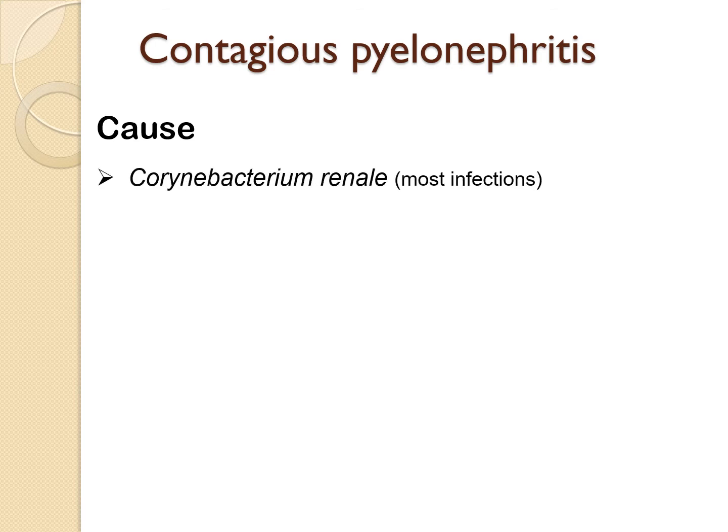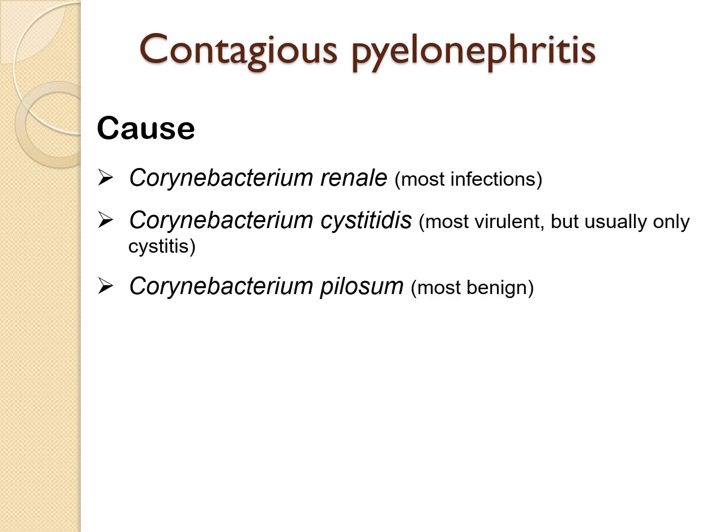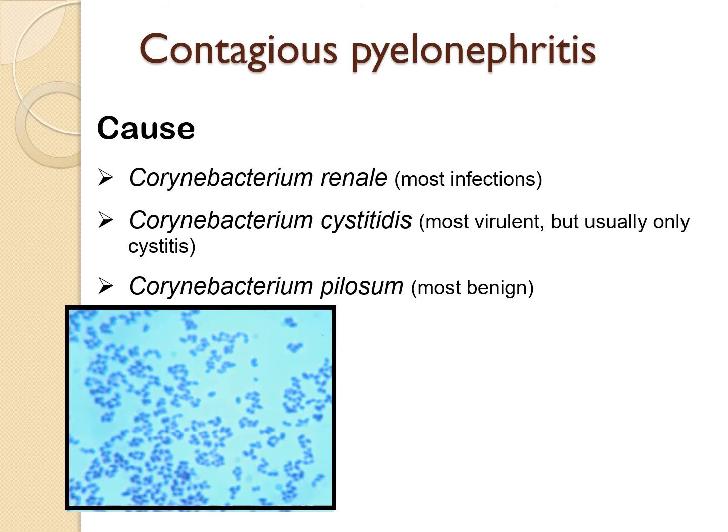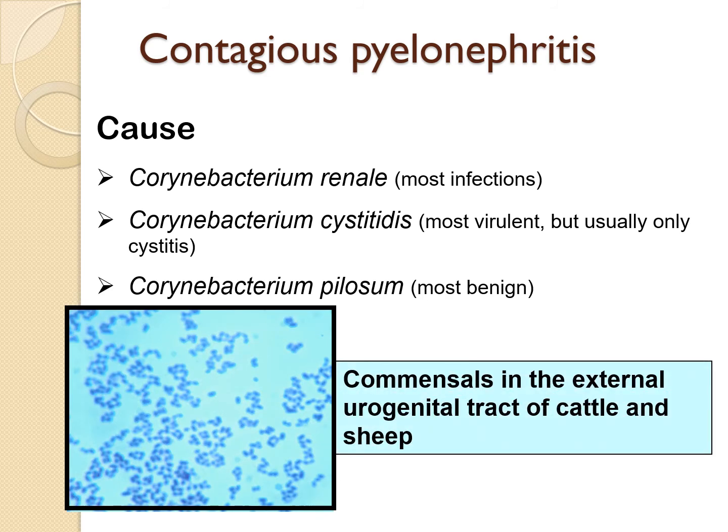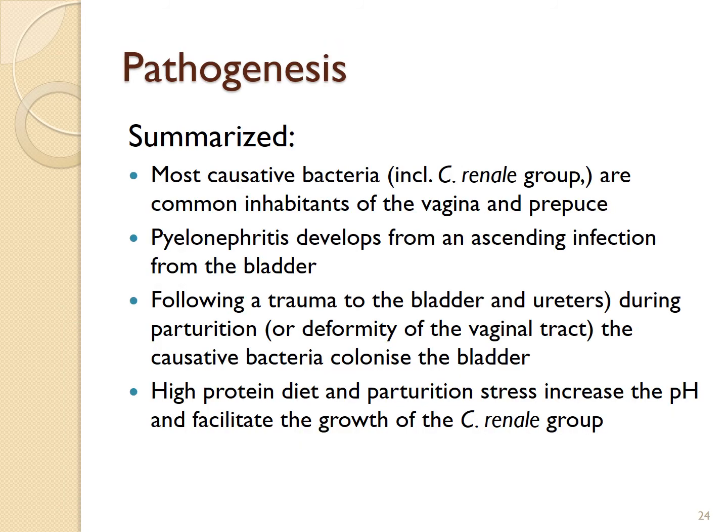So, there are 3 species of Corynebacterium that can cause the disease, contagious pyelonephritis. These are Corynebacterium renale, the most infectious, Corynebacterium cystitis, the most virulent, which usually only causes cystitis, and Corynebacterium pilosum, the most benign. These bacteria exist as commensals in the external urogenital tract of cattle and sheep. Most of the causative bacteria of this disease are commensals of the vagina and prepuce.